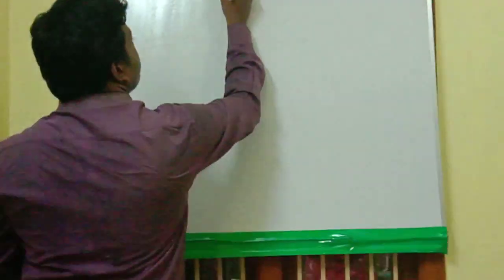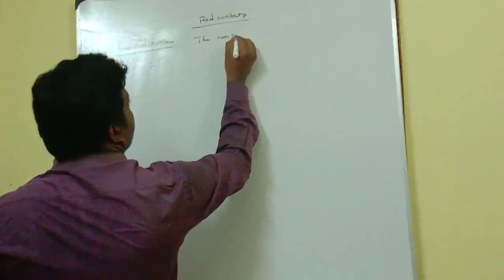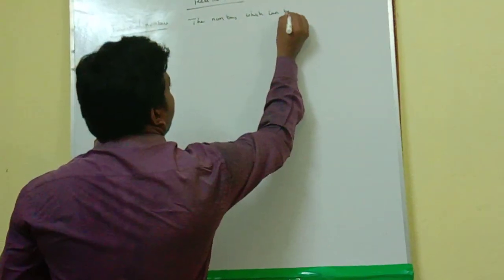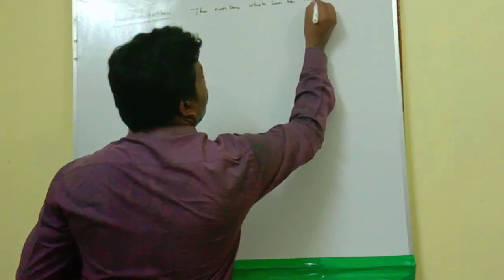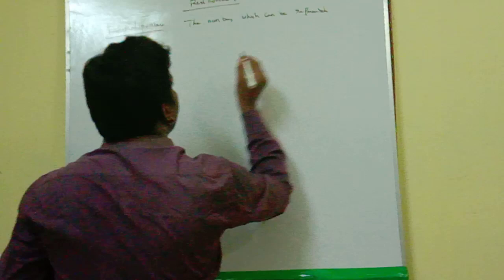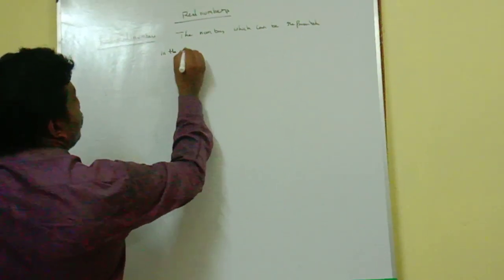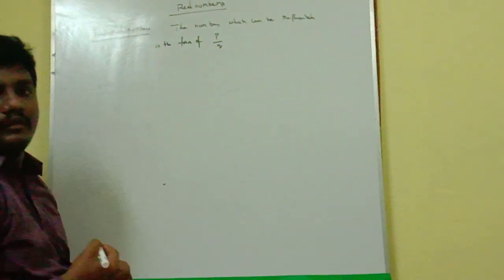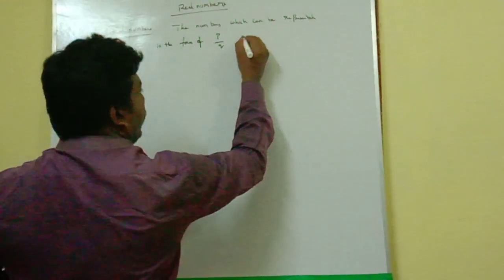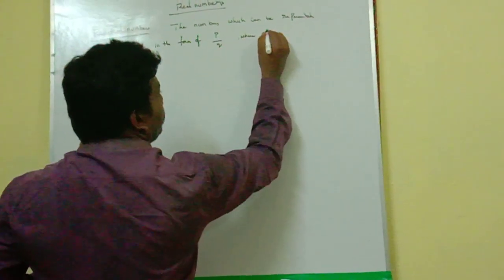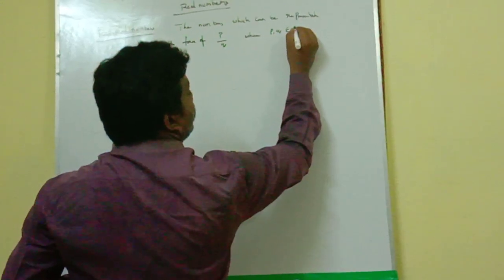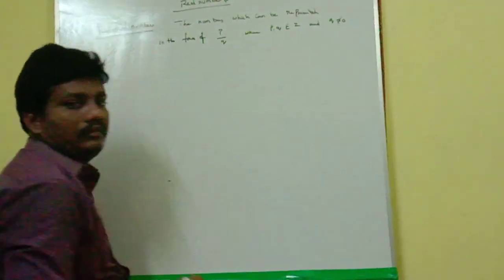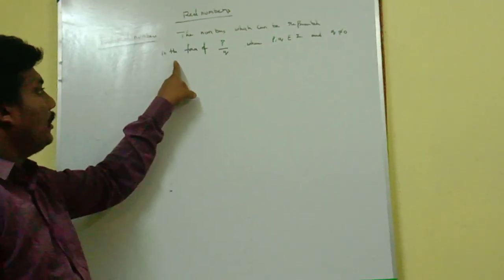Numbers which can be represented in the form of p by q are known as rational numbers, where the condition is very important here: p comma q belongs to integers and q not equal to 0. This is the condition for rational numbers.